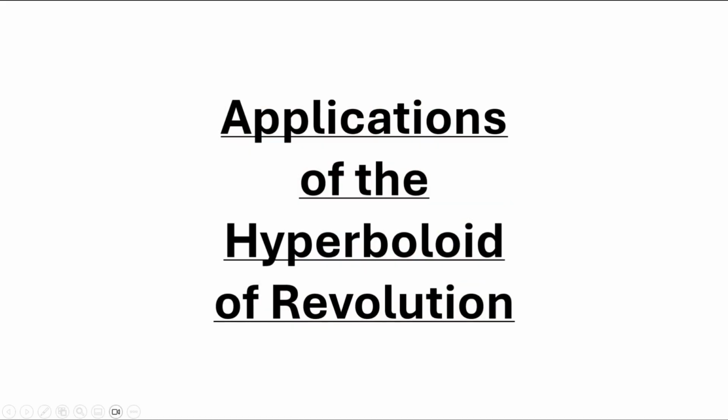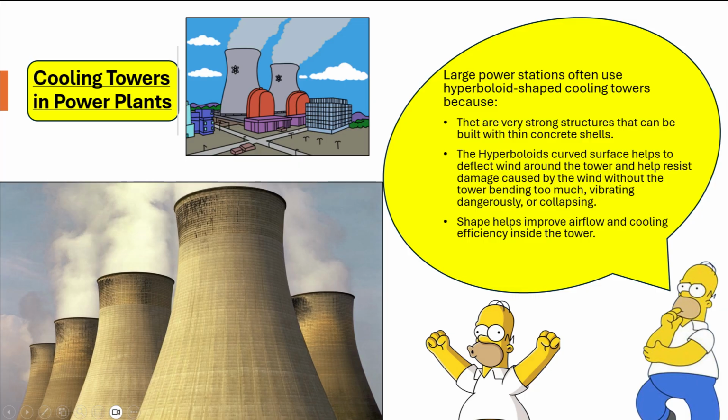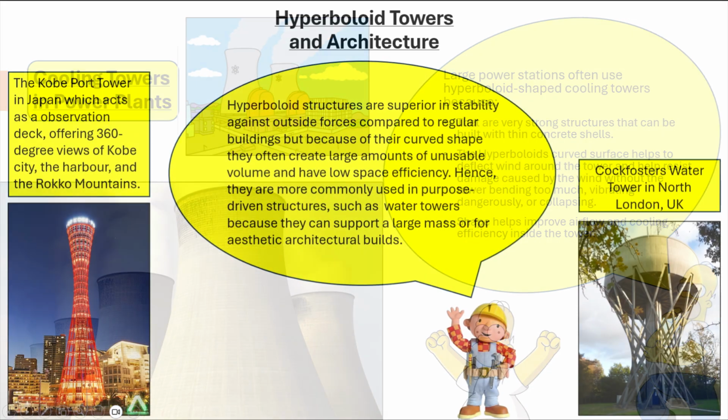Now we're going to look at the applications of the hyperboloid of revolution and where we would see them in day-to-day life. Large power stations often use hyperboloid-shaped cooling towers because they are very strong structures. The hyperboloid's curved surface helps to deflect wind around the tower and help resist damage caused by the wind without the tower bending too much, vibrating dangerously, or collapsing. The shape also helps improve airflow and cooling efficiency inside the tower.